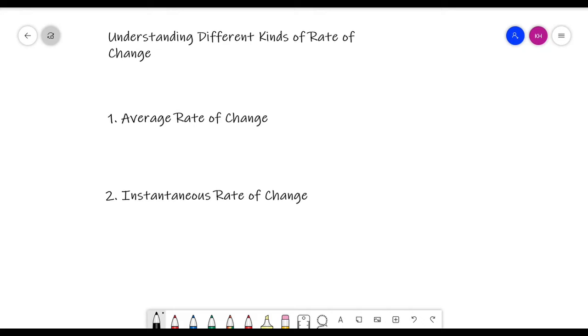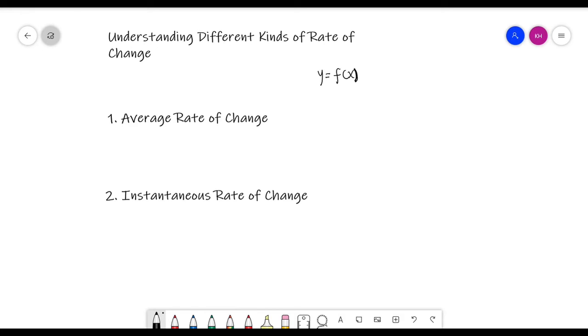Hello and welcome. In this lesson, we're going to talk about the different kinds of rate of change. In the previous lesson, we discussed the basic concept of rate of change, and we agreed that the relationship between an independent variable and a dependent variable can be represented with a function in the form of y equals f of x, where y is my dependent variable and x is my independent variable. And the study of a change in the dependent variable over a change in the independent variable is what we call the rate of change.